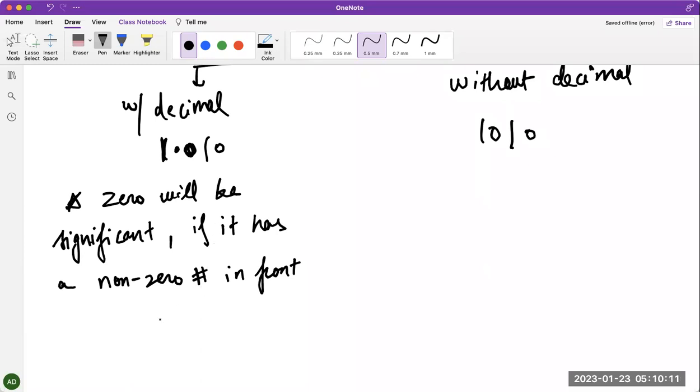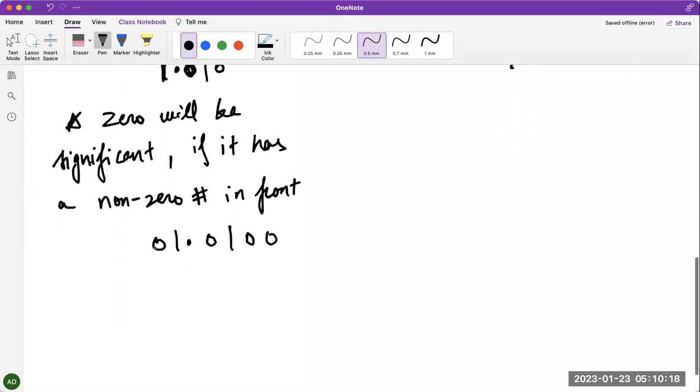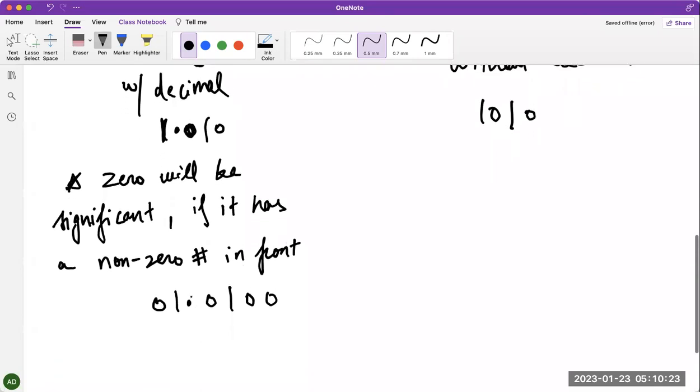Now let us see if you had a number like this, then what will happen? You see this zero in the front. Again, remember, I'm right now dealing with the numbers that have a decimal. That's a rule you gotta follow. So this number has a decimal. Let's look at its zeros, if they're significant or not. A zero in the front, right? This zero has no non-zero number in the front. So this zero is not significant. I'm going to cross it out. It's not significant. This one is, of course, significant.